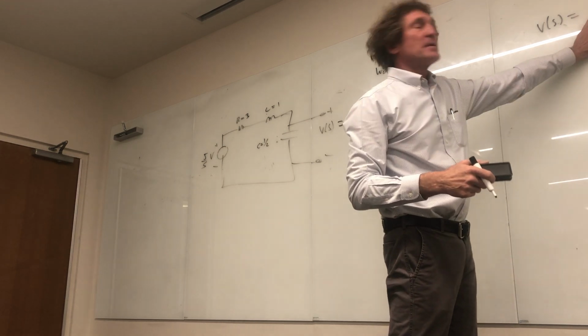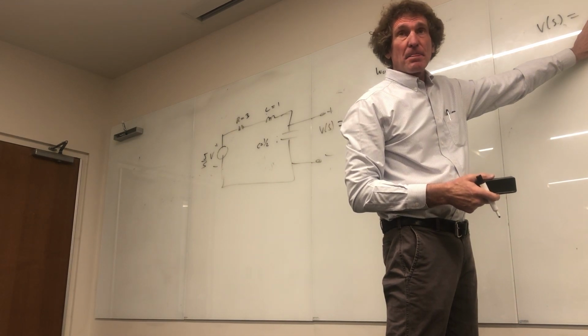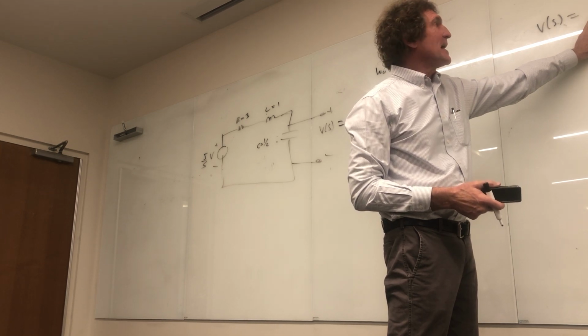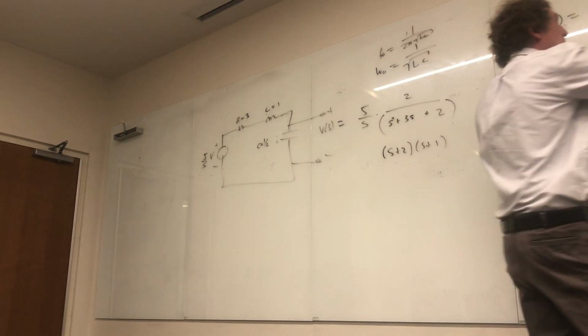First, I cover up this single S, because the pole is at S equals 0. Then I evaluate the equation when S is equal to 0. Do you all agree with me? So that's 10 over 2, or 5. Does everybody agree with that? So just put a 5 there.